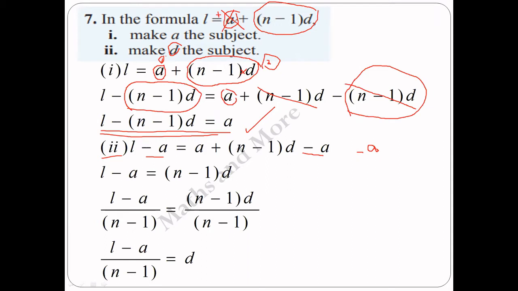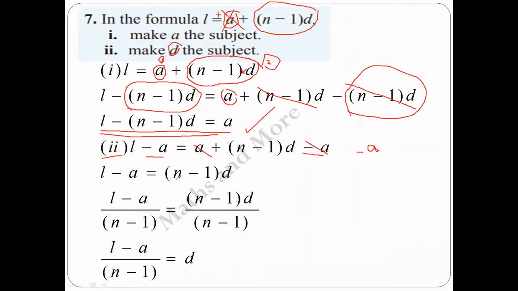Copy the right hand side: A plus n minus 1 D, and subtract A. L minus A equals A plus n minus 1 times D, again minus A. Now you can cancel out this plus A with this minus A. We eliminated A. Now only this term remains.